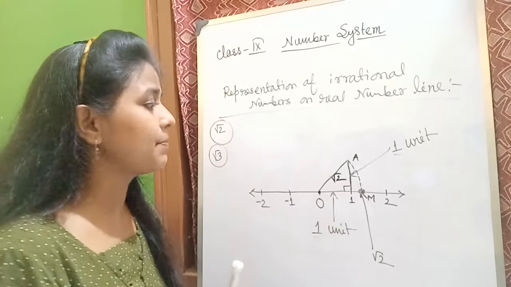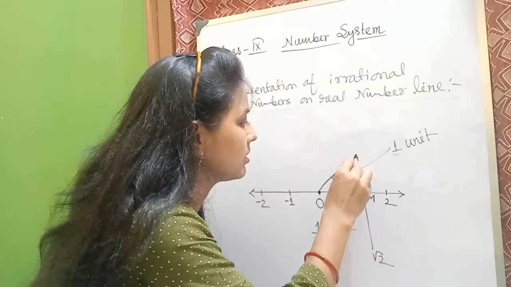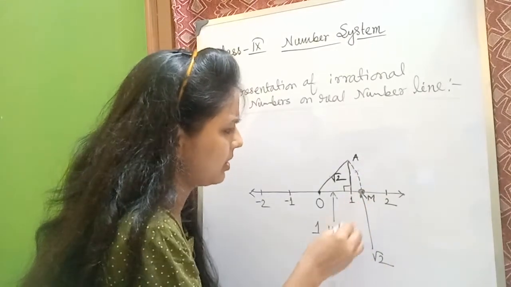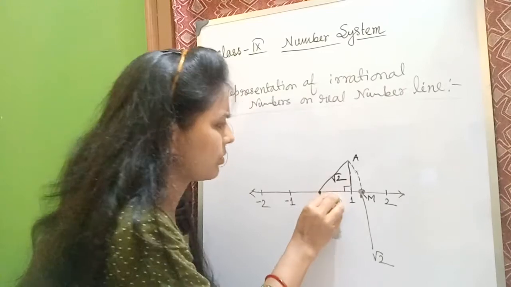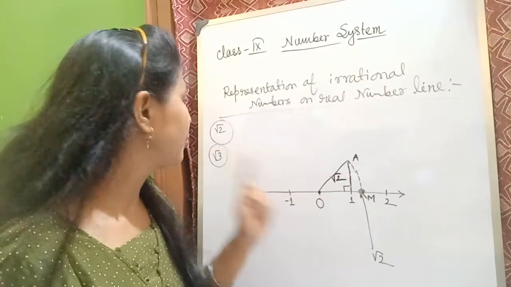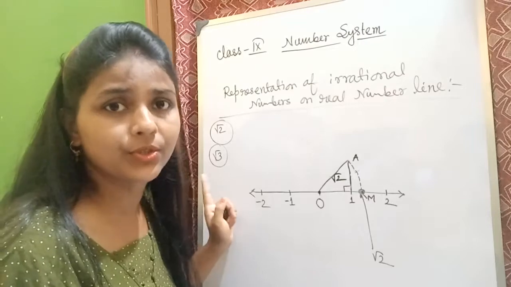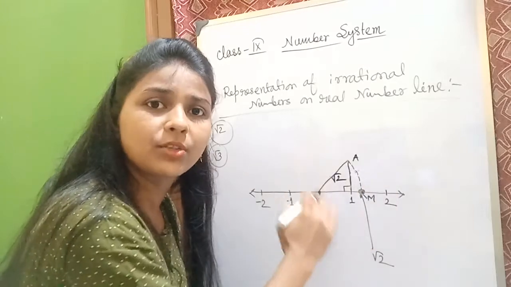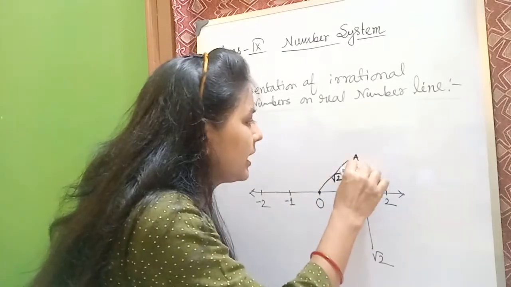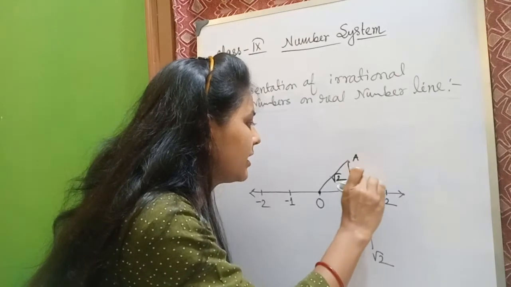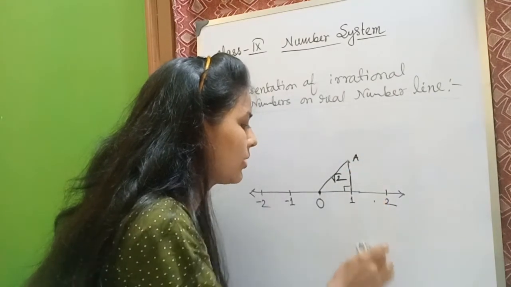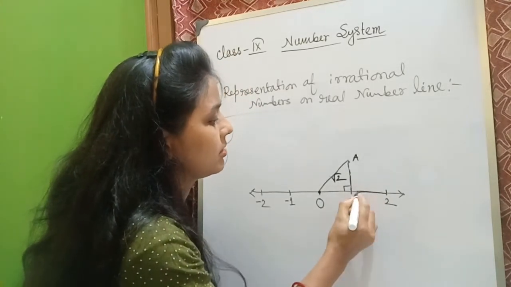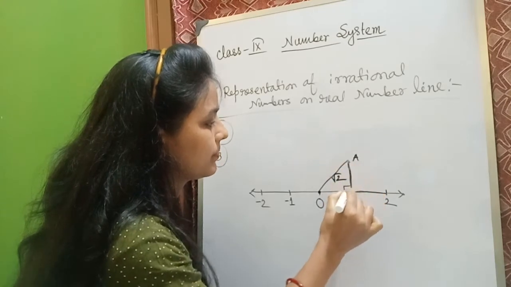Now for placing root 3, I am rubbing out the extra part so that it would be easy for you to understand. Look, for representing root 3, you need to draw root 2 first. Once you have completed the root 2 drawing, we don't need this part. We need only this much, up to the Pythagoras law.